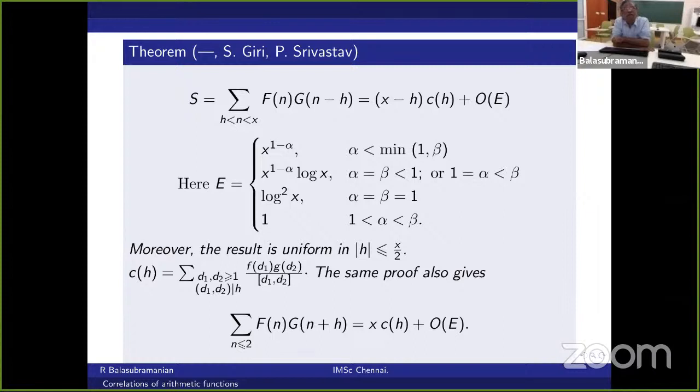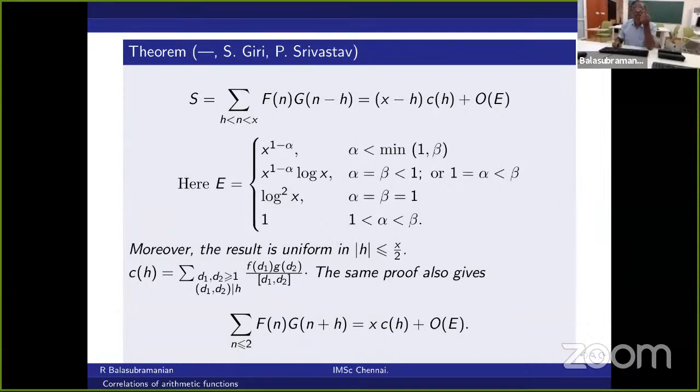And what is interesting is that this result is uniform in h, unlike the results which I was talking about earlier. And the c of h is precisely the summation of f of d1 g of d2 divided by the LCM of d1 d2, where d1, d2 bigger than or equal to 1, and the GCD of d1 and d2 divides h. And if h equals 0, still the same result holds, and then this condition simply disappears. And that is c of h, which is f of d1 g of d2, and this uniformity is precisely what I want to stress upon. And the same proof actually gives you g of n plus h also, with the same x into c of h plus O of E. Oh, sorry, this should be h less than or equal to x rather than 2.